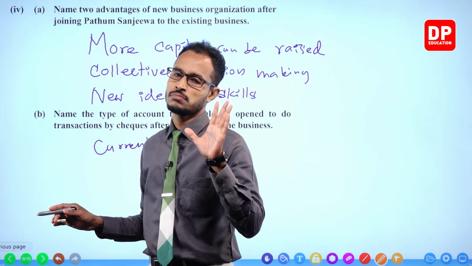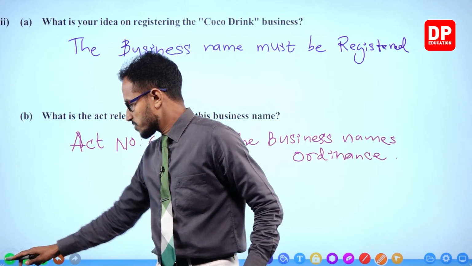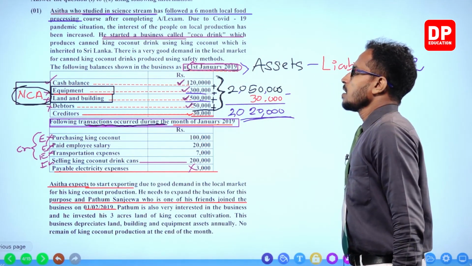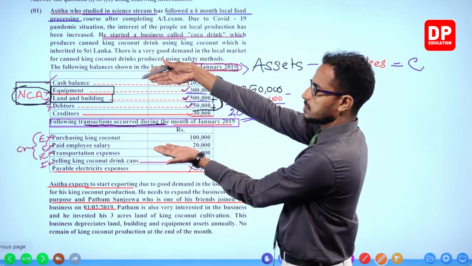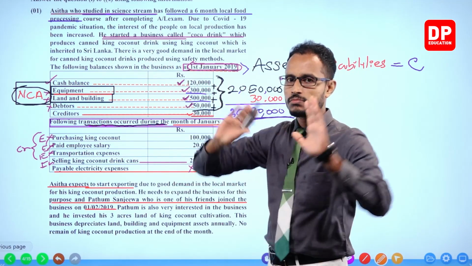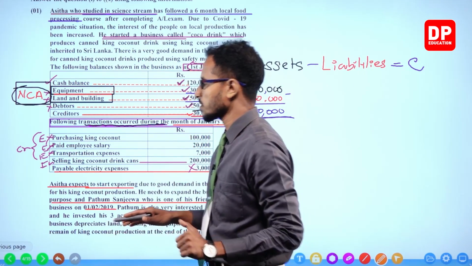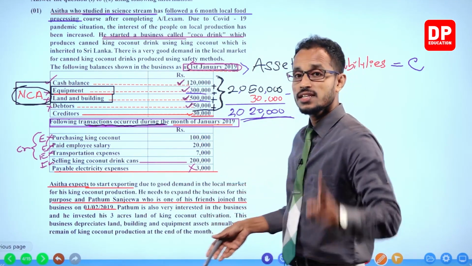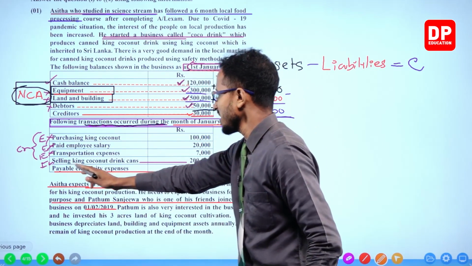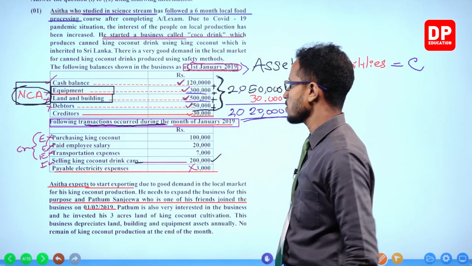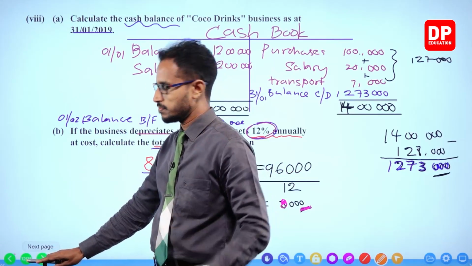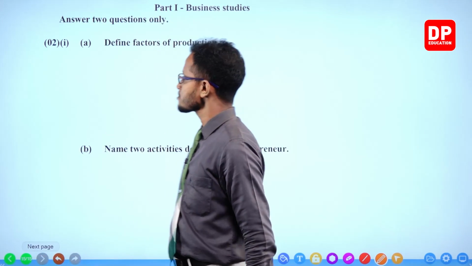It was given. Very clearly it was given right here. These are opening assets and liabilities. Not relevant to this question. These are transactions. From this, take the sales income. Selling King coconut drinks, 200,000. Take it. Write it down.